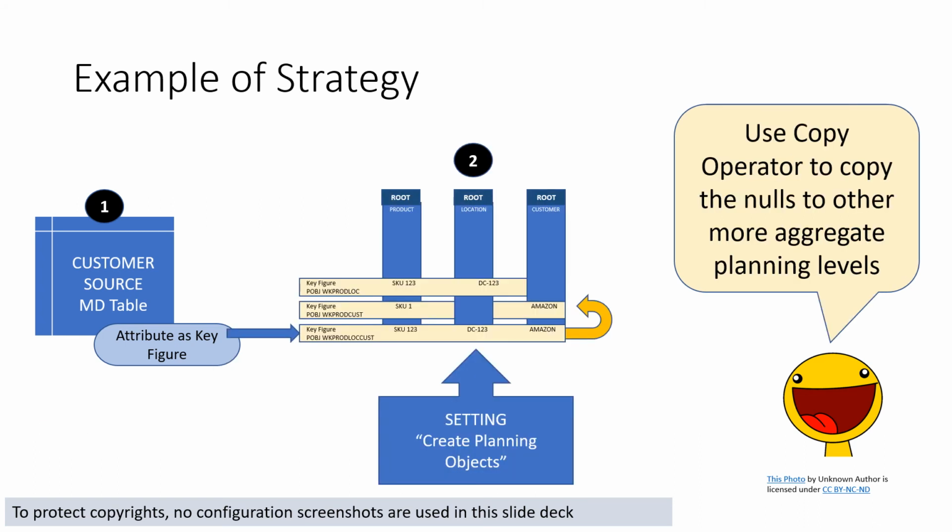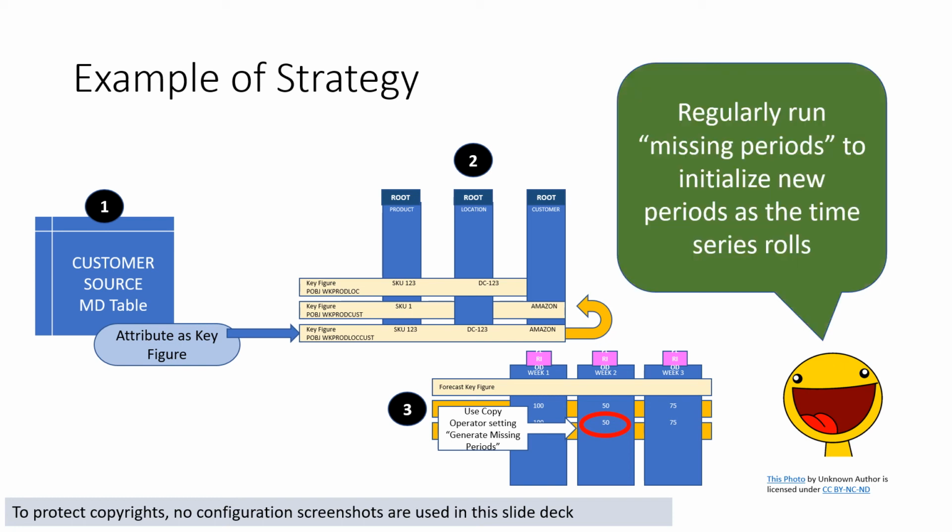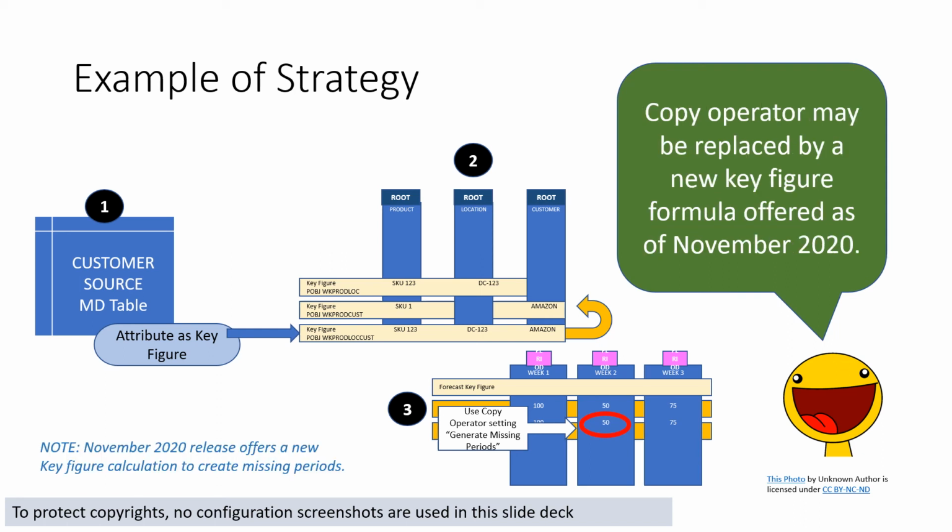Then use a copy operator to copy the nulls into other more aggregate planning levels. Use the copy operator setting, generate missing periods, to create the correct time periods. And then regularly run missing periods to initialize new periods as the time series rolls. Copy operator may be replaced by a new key figure formula that was offered as of November 2020. This formula, if you integrate it into your key figure calculation, may do away with copy operator functionality for generate missing periods.